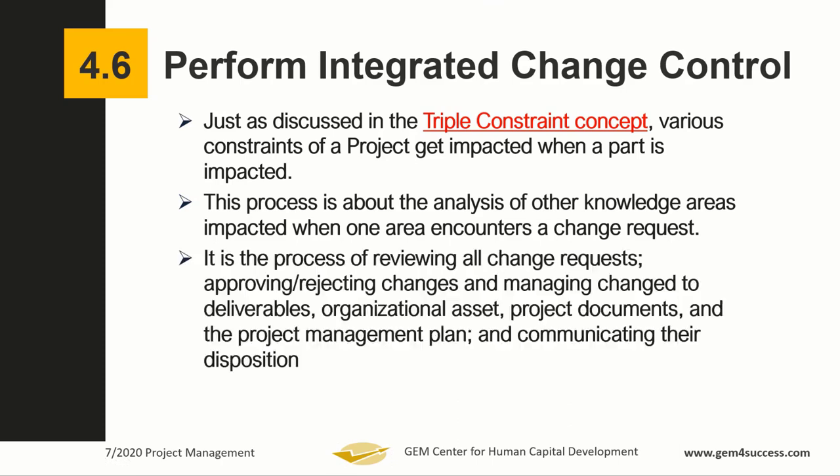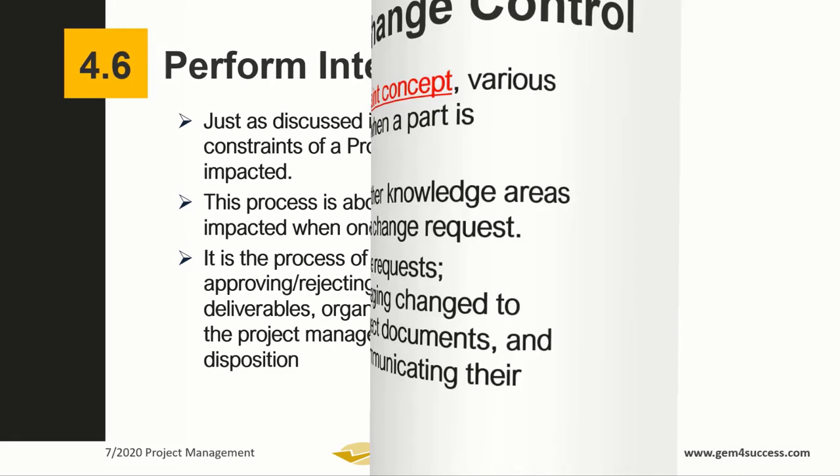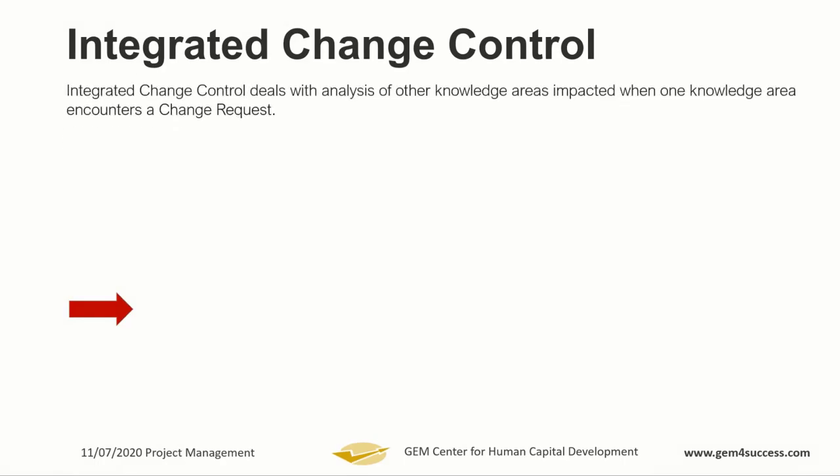So it's the process of reviewing all change requests, approving or rejecting changes, and then managing changes to deliverables, managing changes to organizational assets, managing changes to project documents, and then the project management plan itself. And all of these things you are doing, you are communicating with the right people. You are carrying the right people along as you move. So integrated change control deals with analysis of other knowledge areas impacted when one knowledge area encounters a change request.